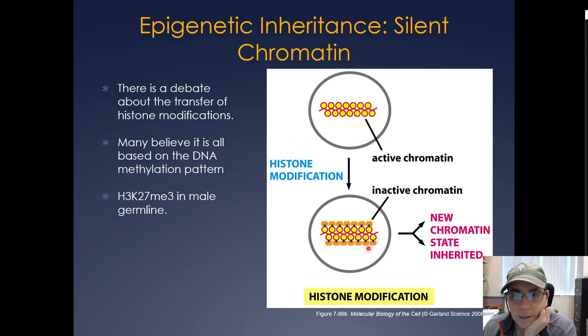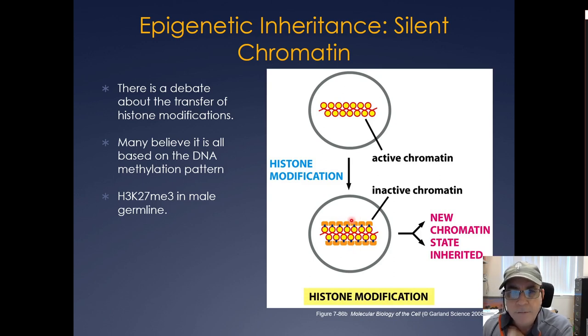Now, another area of epigenetic inheritance is silent chromatin, and this has really been the focus of the research community for the better part of 15, 20 years now. You can have a cell with active chromatin, and then there's some sort of signal that leads to histone modification and potentially a silent chromatin state, and that new silent chromatin state is inherited. There's some debate about this mechanism.